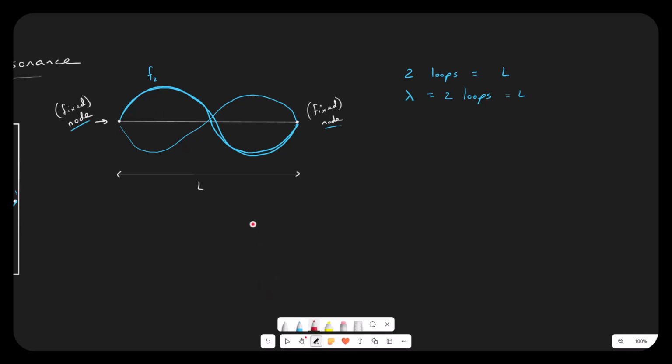Let's try something else. Maybe I increase my frequency a little bit. If I increase my frequency, remember I will decrease my wavelength, so I need smaller waves to fit on here. Right now, I can fit two loops on here, but maybe I can change the frequency so I can fit three loops on there. I can go up, down, up, and back. I'll draw out the other half of it. So now I have three loops. Call this thing F3.